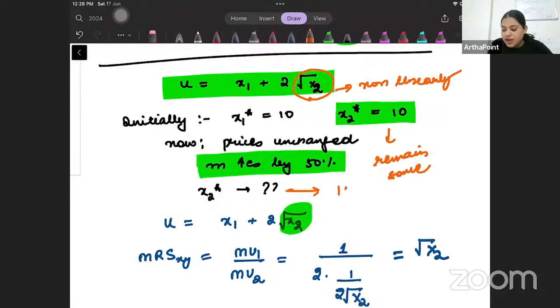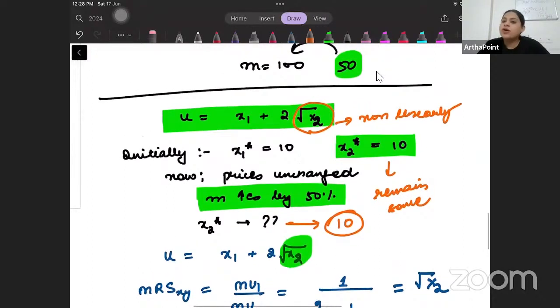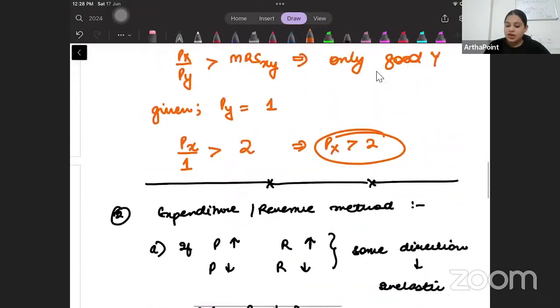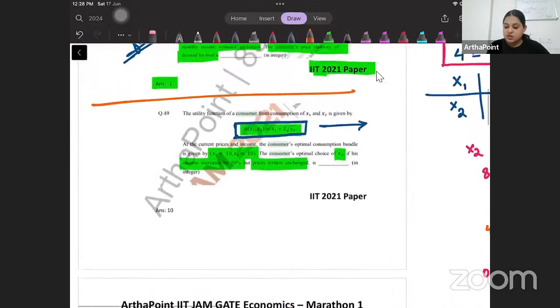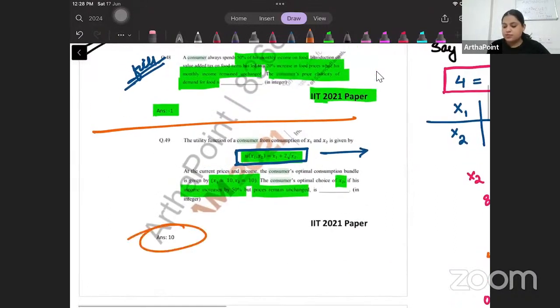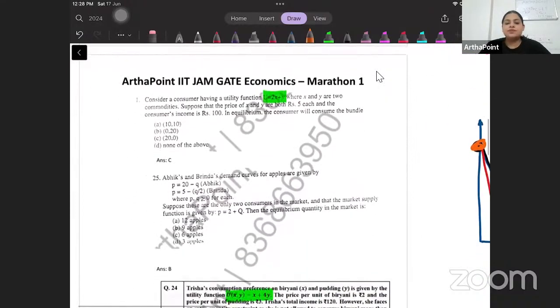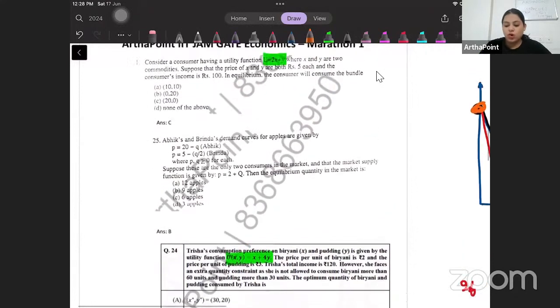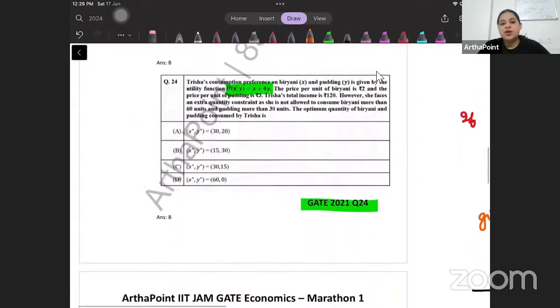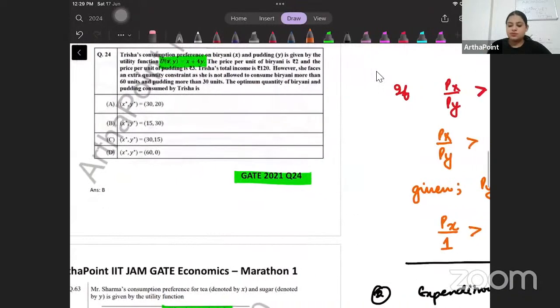So X2 will remain at 10 if you were initially consuming 10 units. Exactly, you're right. It's a necessity because it is not a function of income. So therefore, the answer will remain at 10. So the answer to this question will be 10. That's the answer to this question. Okay. But now I will first take the GATE questions, then I will tell you what you have to do with these questions. So come here to the next question.